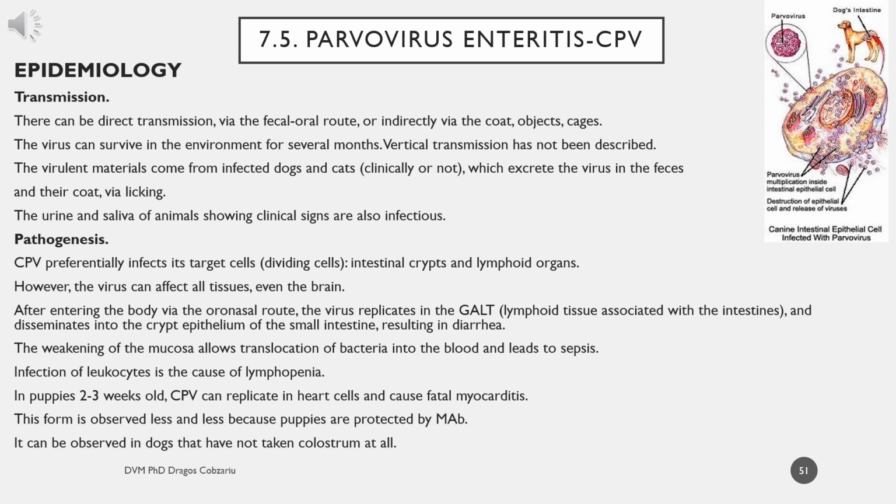In puppies 2 to 3 weeks old, CPV can replicate in heart cells and cause fatal myocarditis. This form is observed less and less because puppies are protected by MAB, maternal antibodies. It can be observed in dogs that have not taken colostrum at all.